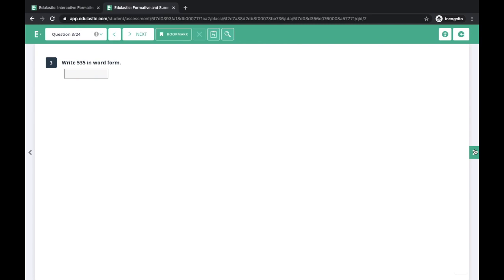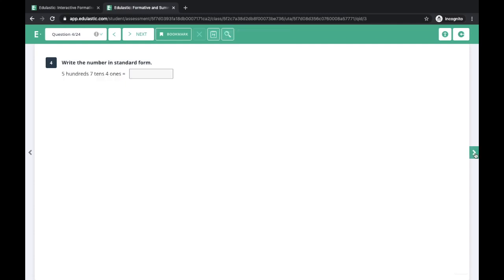Question 3 says write 535 in word form. Remember, word form is our number written in words. Okay, so if you get to this problem on your test and you're not sure how to spell your words, I can promise you your teacher's not going to count off. Just spell the best that you can. So this number is 535. So we're going to write it out in words.